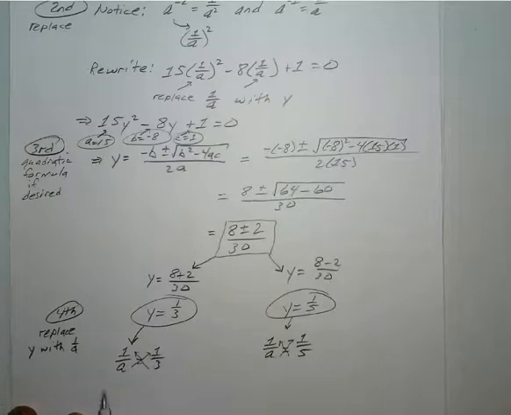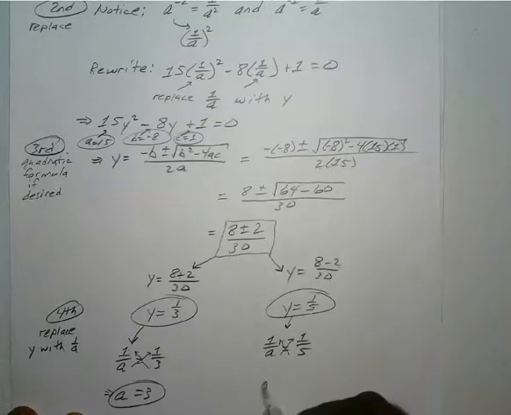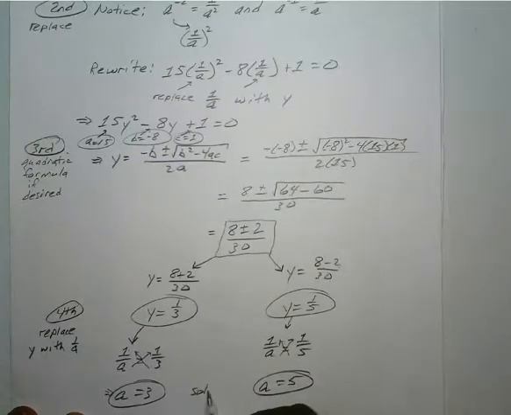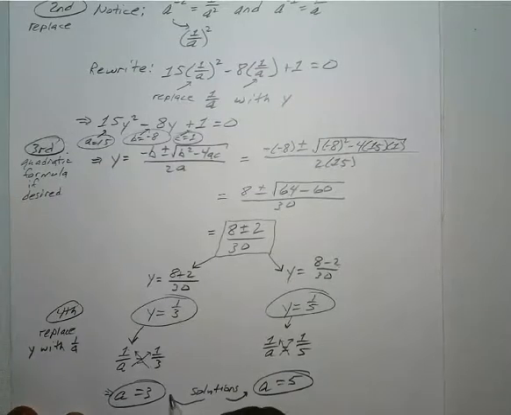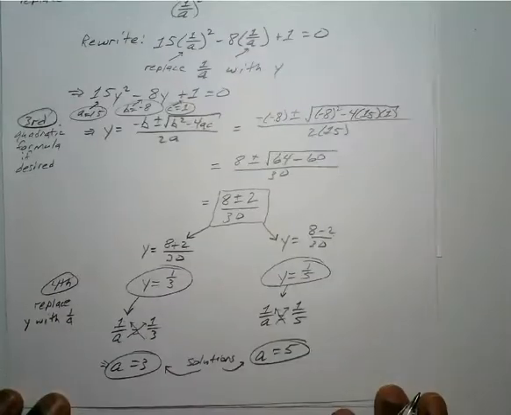A times 1 is equal to a. 3 times 1 is equal to 3. Again, a times 1 is equal to a. 5 times 1 is equal to 5. So these are your solutions.